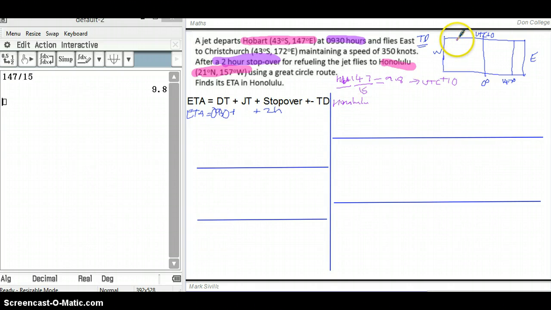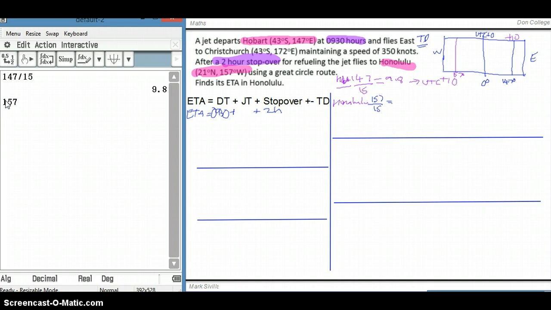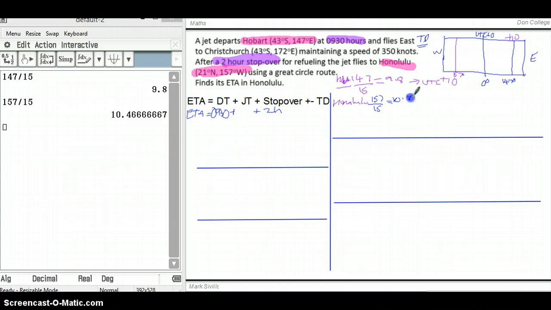Now Honolulu, that's here, it's 157 degrees there, and that's going to be then 157 divided by 15, which gives us, this will be a little more than 10, 10.46, but you see this still rounds to 10, so it's 10.46, but that's going to be UTC, and it's going to be minus 10. It's going to round to 10 hours, but it's going to be minus there.